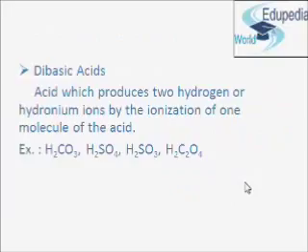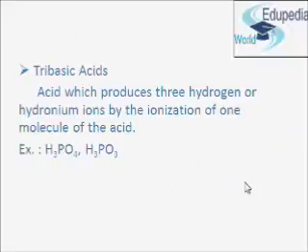Now, tribasic acids. An acid which produces three hydrogen or hydronium ions by the ionization of one molecule of the acid is called a tribasic or triprotic acid. For example, H3PO4, that is phosphoric acid, and H3PO3, that is phosphorous acid, are tribasic acids. They ionize in three steps. We can write the chemical reaction.